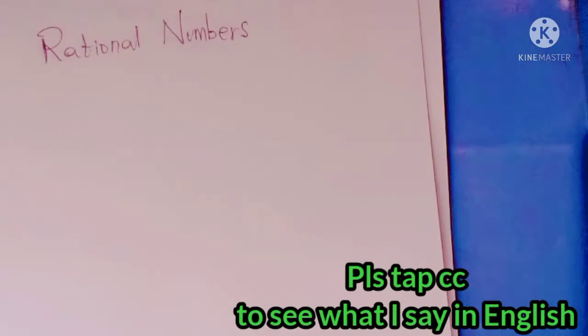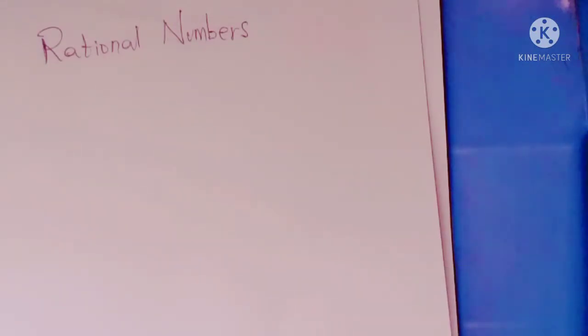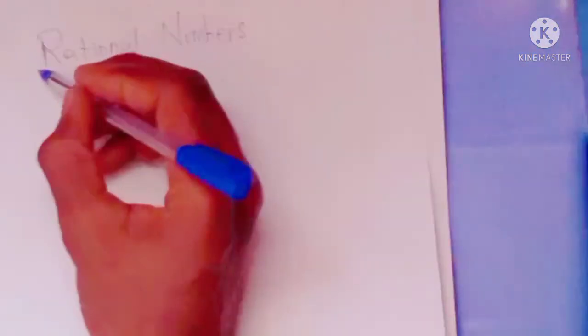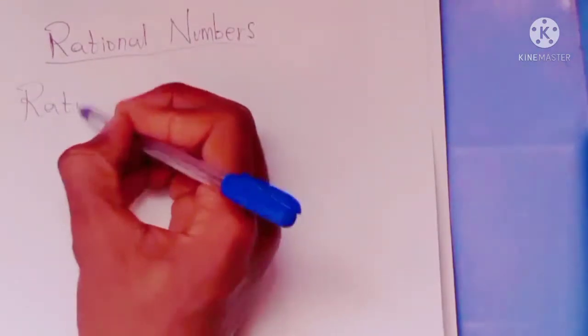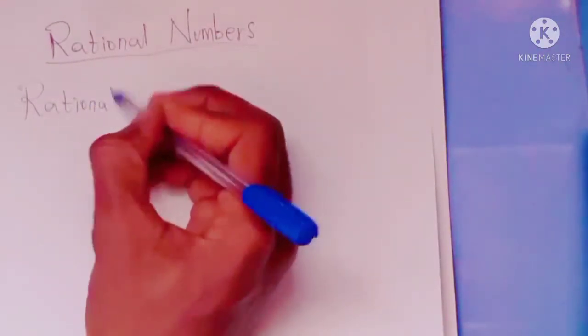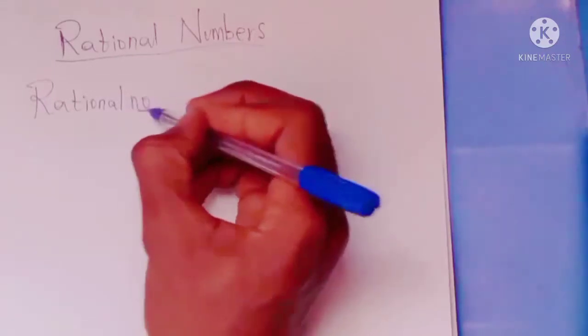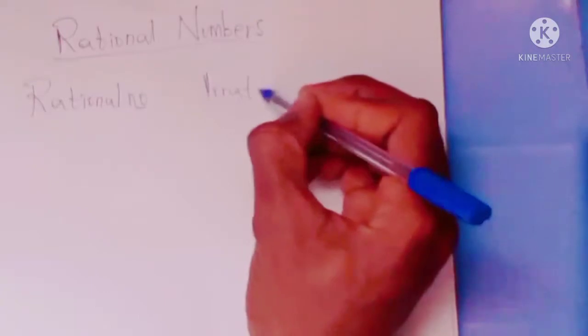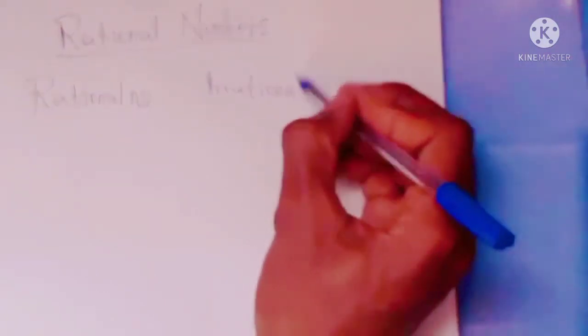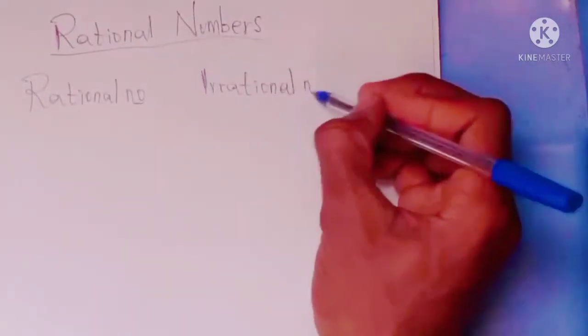This is rational numbers. How does it operate? Now rational numbers is a topic in mathematics, and it is split in two. We have the rational numbers, and then we also have the irrational numbers. So these are the categories of numbers we have under this topic.